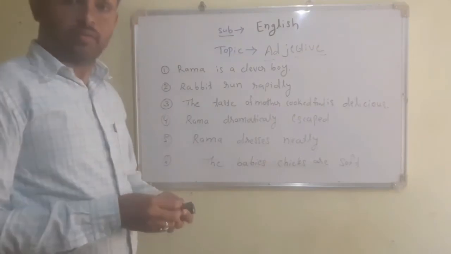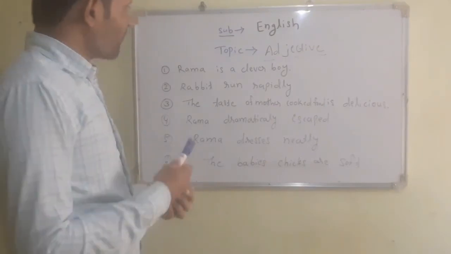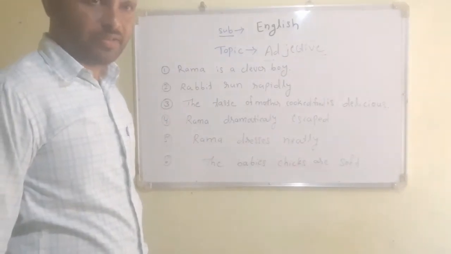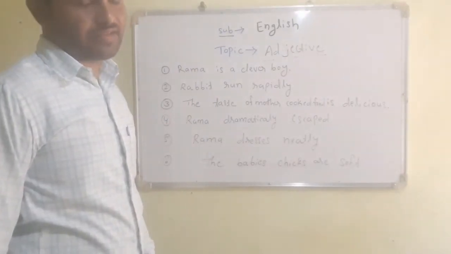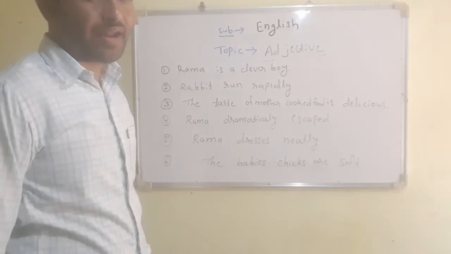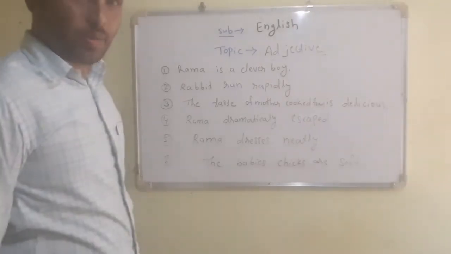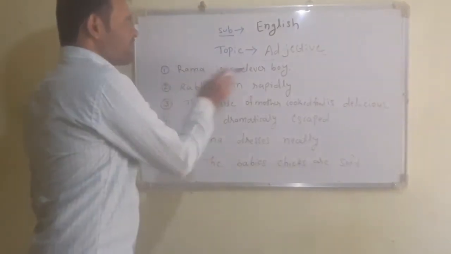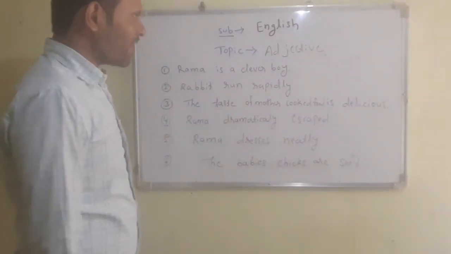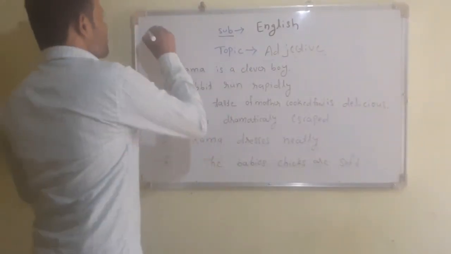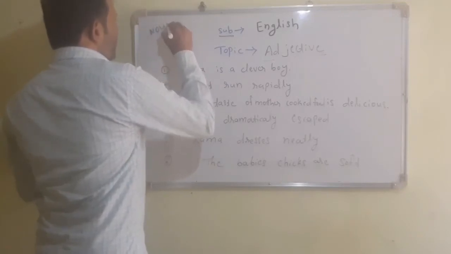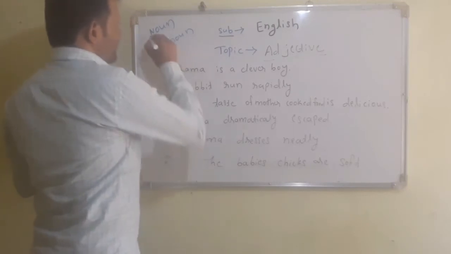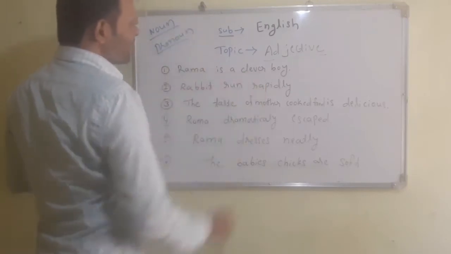Now we discussed what an adjective is. Adjectives are the words which describe a noun or pronoun. Some examples are given there. In a sentence we have to find the adjectives. They are describing the noun or sometimes a pronoun.